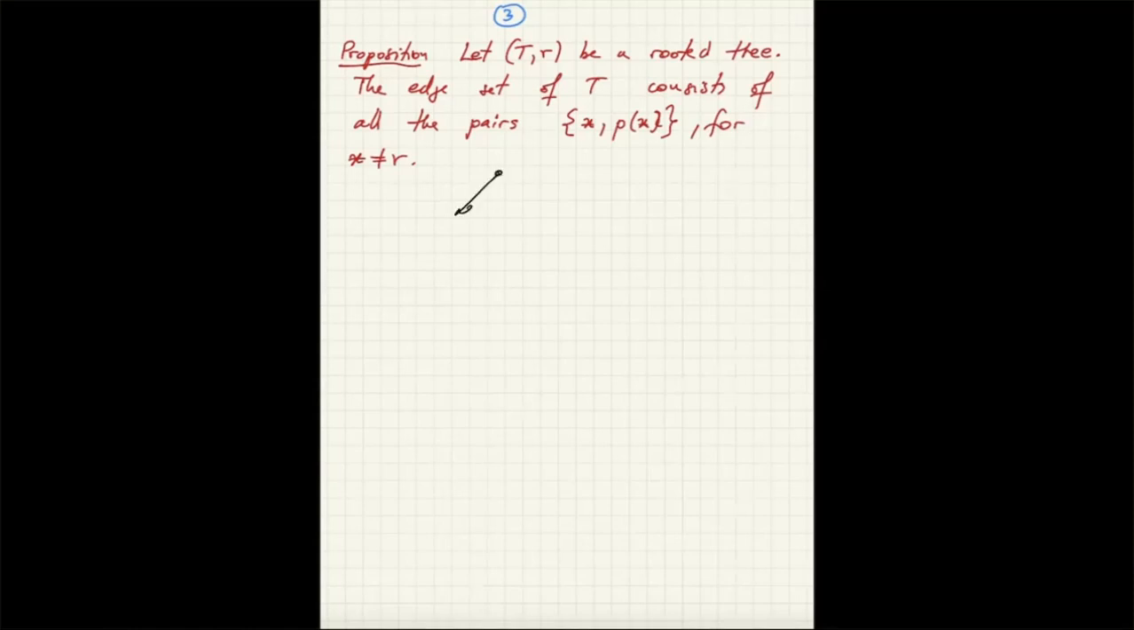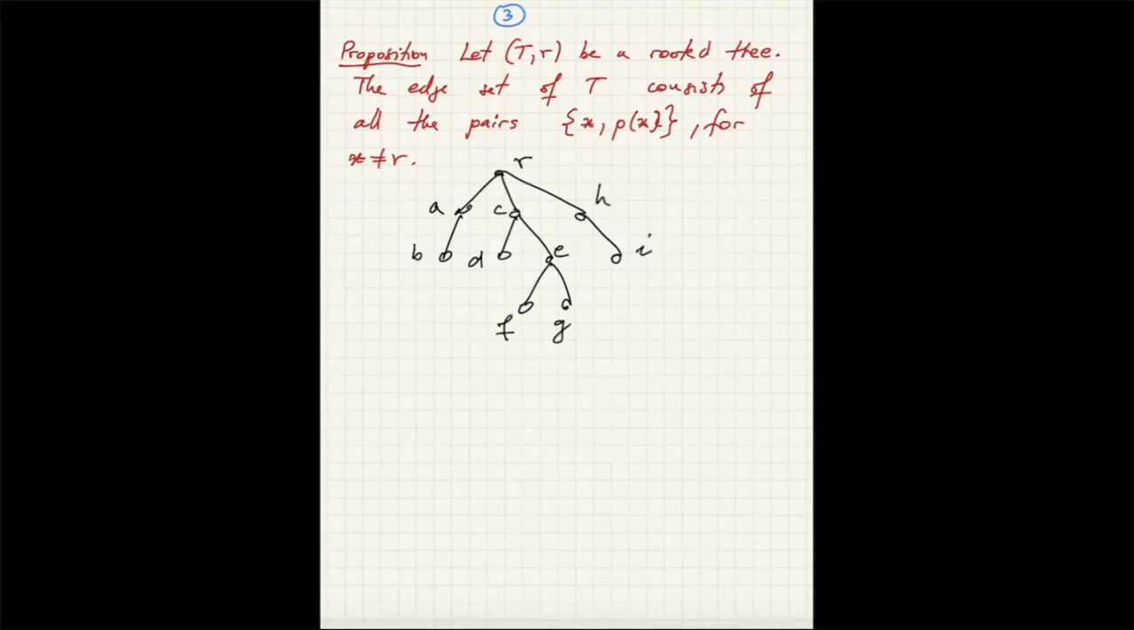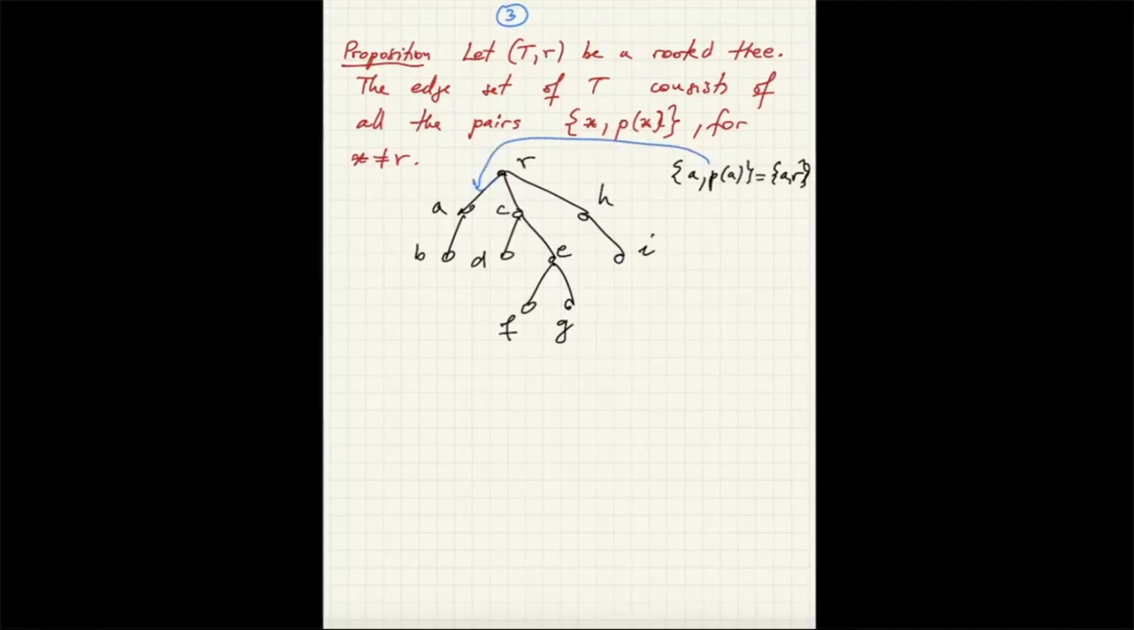So if you give me any tree, so we have this tree rooted here. Let's call this vertex R, and I have here A, B, C, D, E, G, H, I. Then if you ignore the root and you look at every other vertex, that's what the edges of the tree are going to be. It's going to be A, parent of A, which is the edge AR, and that's the one here. And then similarly, you get B, parent of B, which is B and A, and so on. And these are all the edges of the tree.